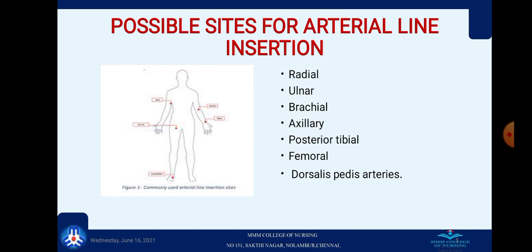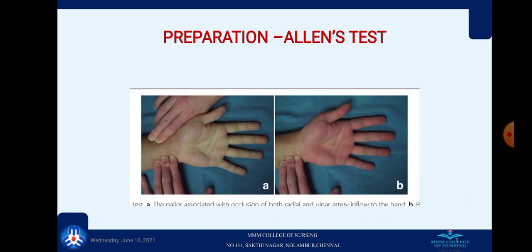Possible sites for arterial line insertion: radial, ulnar, brachial, axillary, posterior tibial, femoral, and dorsalis pedis arteries.